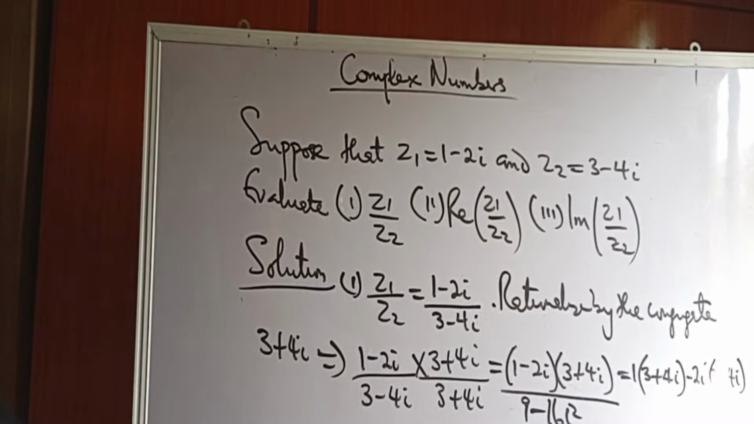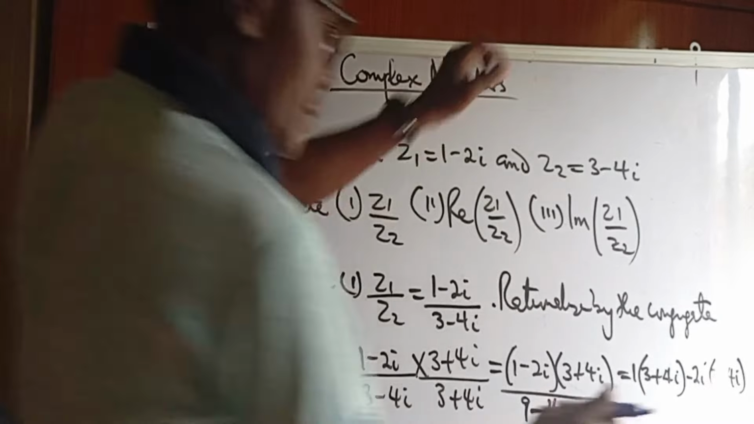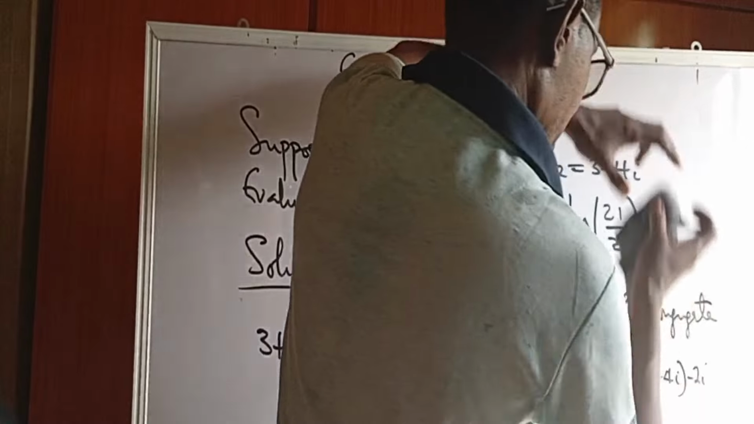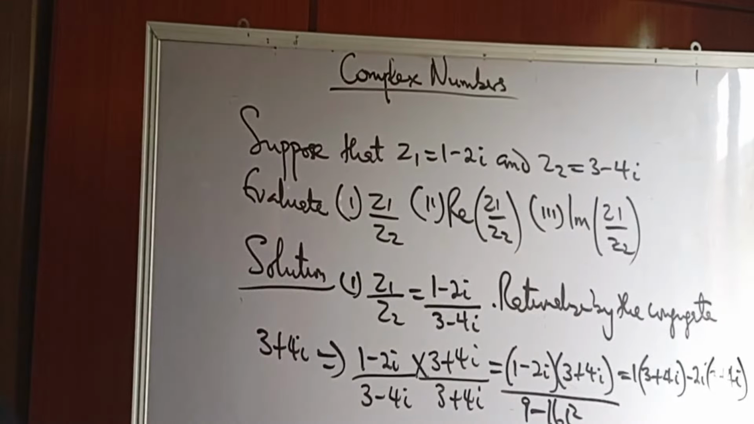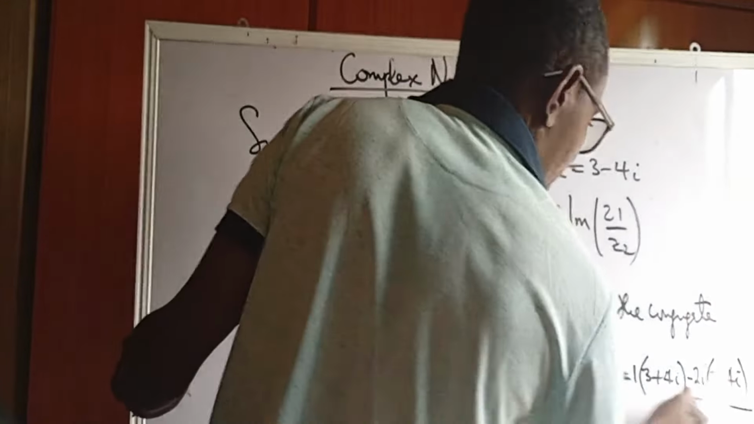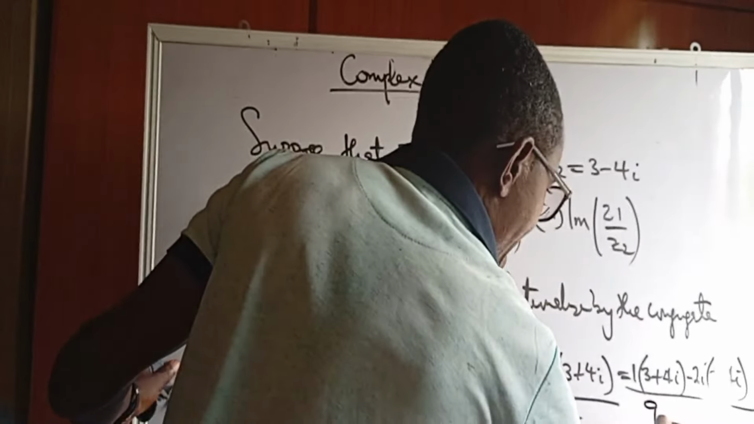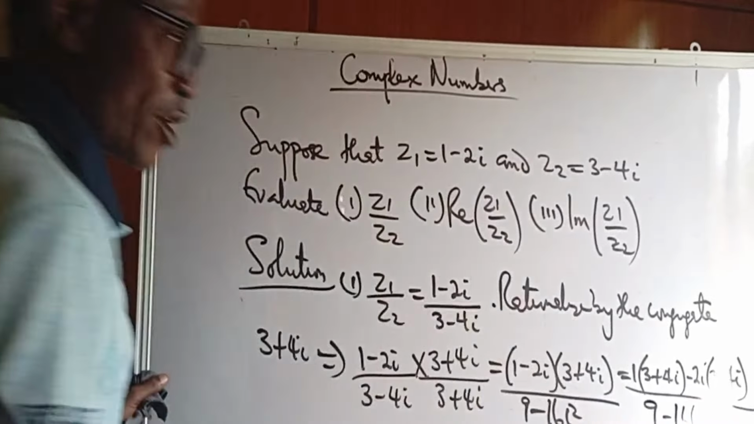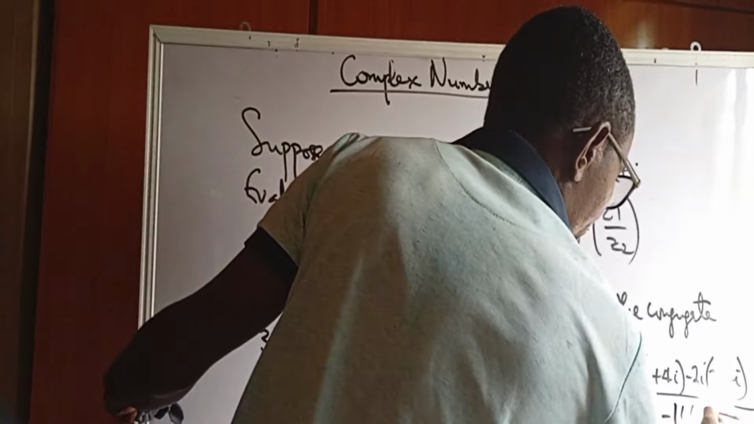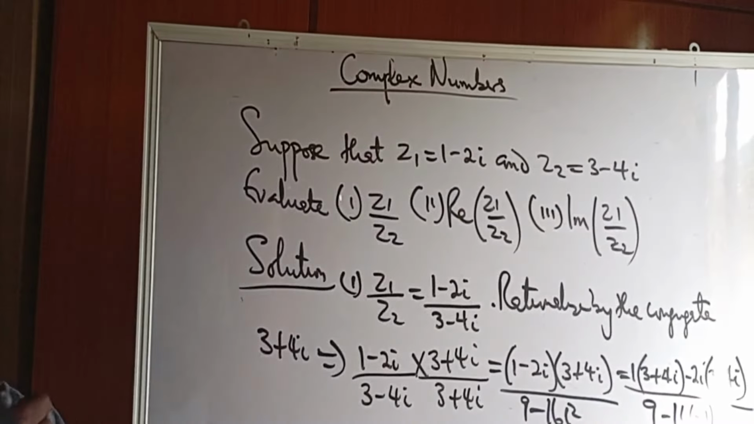2i into 3 plus 4i. There's 3 here. 2i into what? 3 plus 4i. I hope you can see that clearly. Can you see that clearly? Okay. Then everything all over 9 minus 16 into, i squared is minus 1. So you put it there. Minus 1. Okay. Now what next?